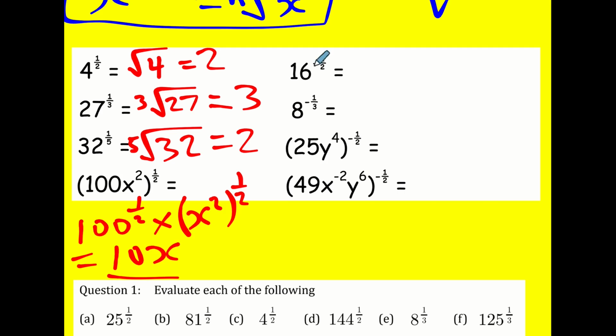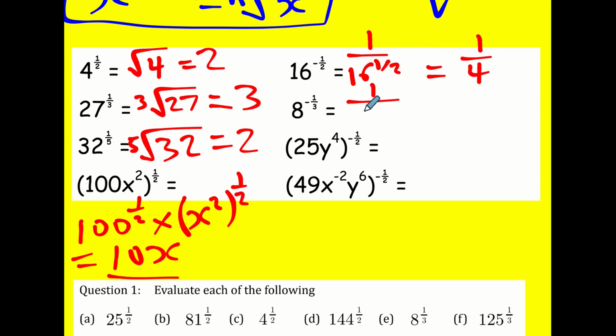Right, 4 more examples. Now introducing negatives. It's okay. Just take it step by step. Deal with the negative first. It's going to be 1 over 16 to the half. Then that's going to be 1 over the square root of 16, which is 1 over 4. I'm doing some parts a little bit quicker now, but I'm explaining it verbally as I go.